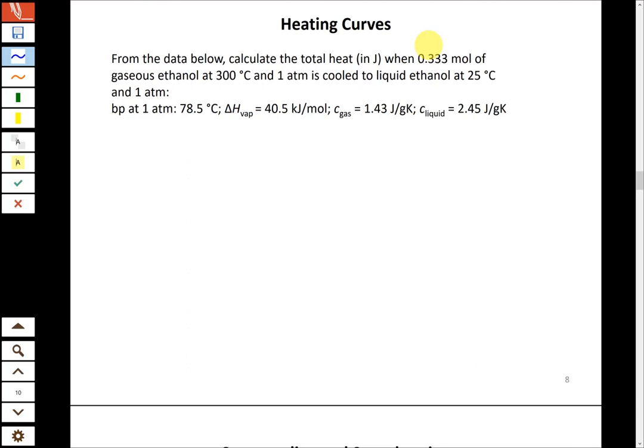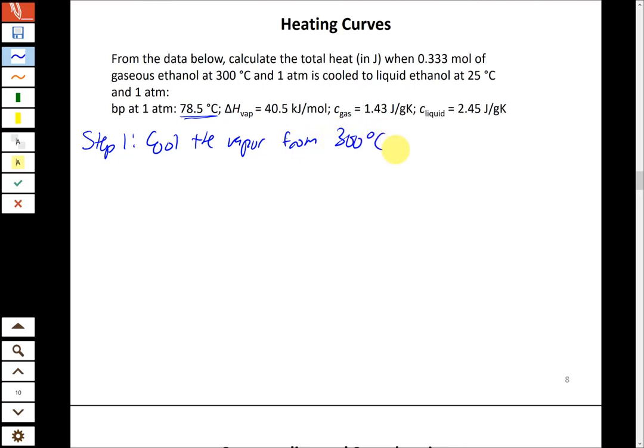So whenever you're in the gas phase, if you're cooling it down, you're going to cool it until you get to the boiling point, and that's when it's going to start condensing back to the liquid. So the boiling point for this substance is 78.5 degrees Celsius. So our first step is going to be to cool down the vapor from where we're starting, which is 300 degrees Celsius.